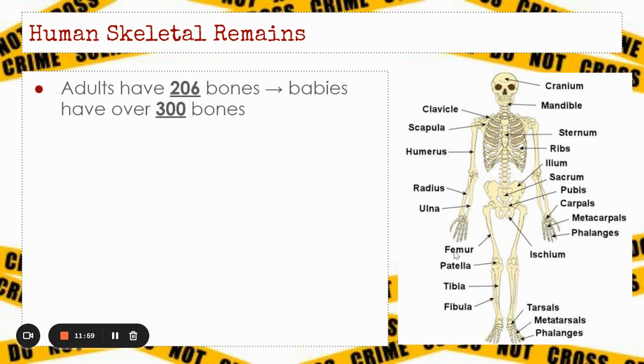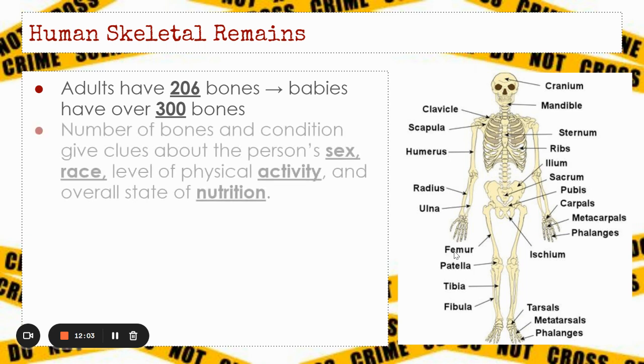So adults have 206 bones. Babies have over 300 bones. The bones in a baby are going to fuse as they get older. So that's how we eventually get down to that 206. The number of bones and condition of the bones give clues about the person. We can determine sex, race, their level of physical activity, their overall state of nutrition. We can also determine age and height as well.